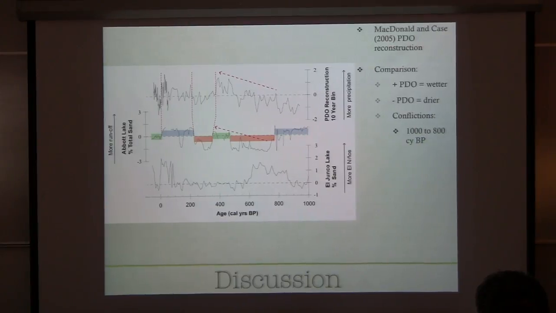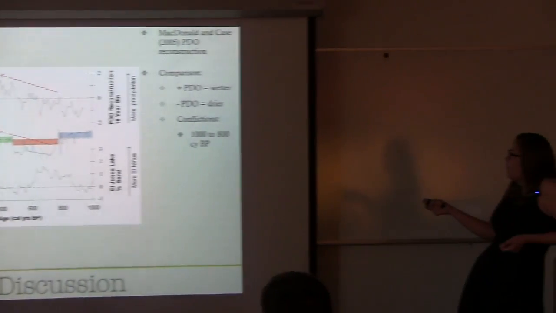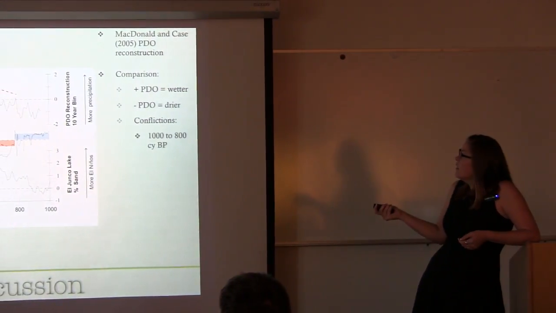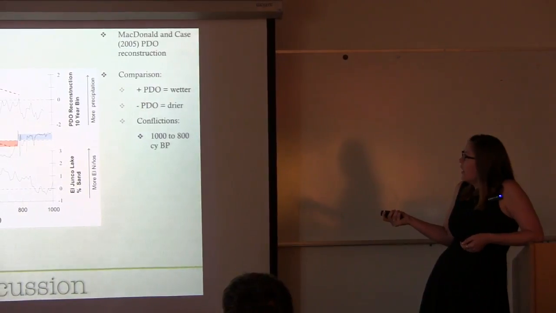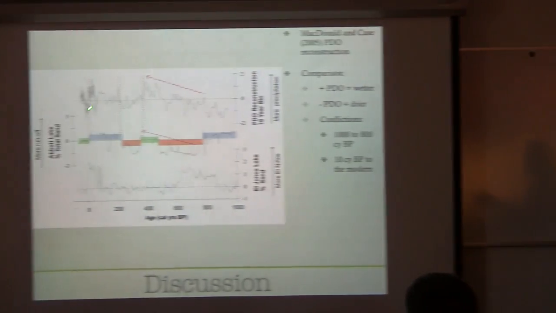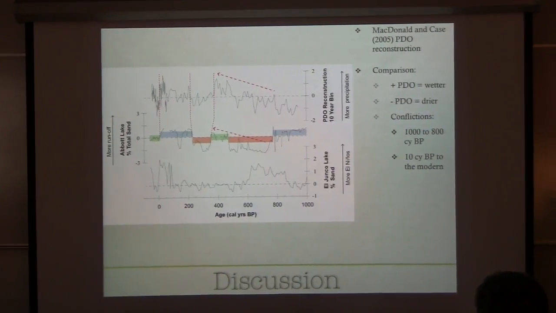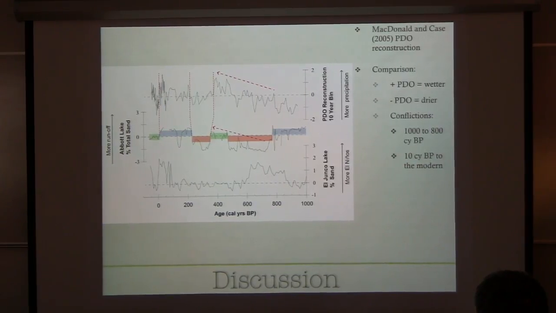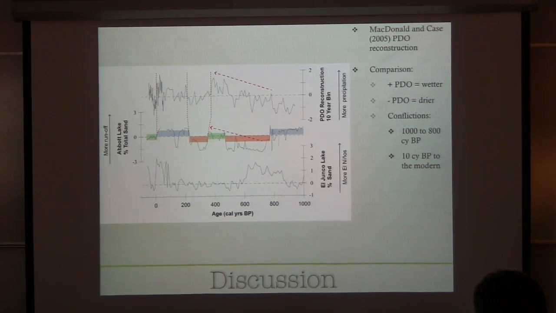For instance, if you look right here, we have a negative PDO, so it should be dry, but it's wet. And if we look here, we see it goes from negative to positive, so it should go dry to wet, but instead it's just average. It doesn't change. Because of that, we can say that PDO does play an important role, but there must be additional forcings at work.